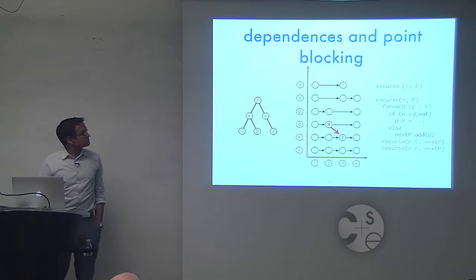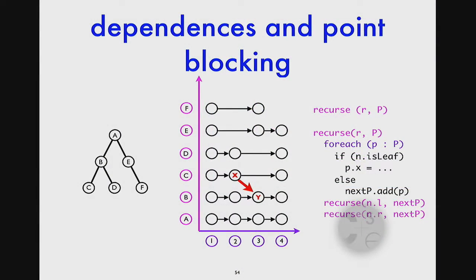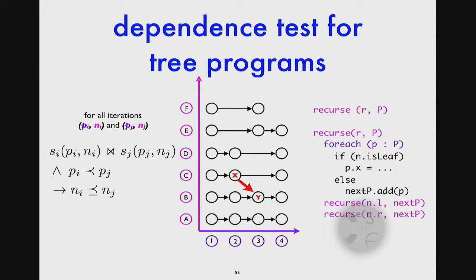Okay? So it turns out that I can actually formalize this into a dependence test, basically a constraint that says as long as this constraint is satisfied, everything is fine. Otherwise, I'm in trouble. Okay? So what I want to know is whether for all iterations, so for every one of these little circles, for every combination of a point and a node, so for every pair of iterations, is the following true?